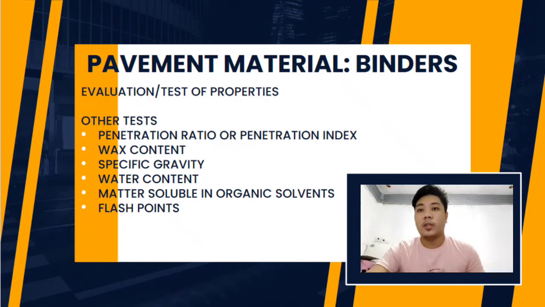Number 3, specific gravity. It is used for pavement construction and it can also help in identifying the source of the bitumen binder. Number 4, water content. It is used to know the amount of water to prevent foaming when bitumen is heated to a temperature above its boiling point. Number 5, matter soluble in organic solvents.